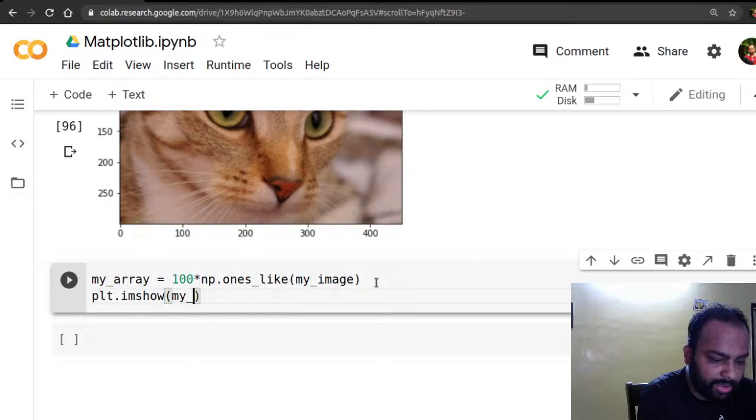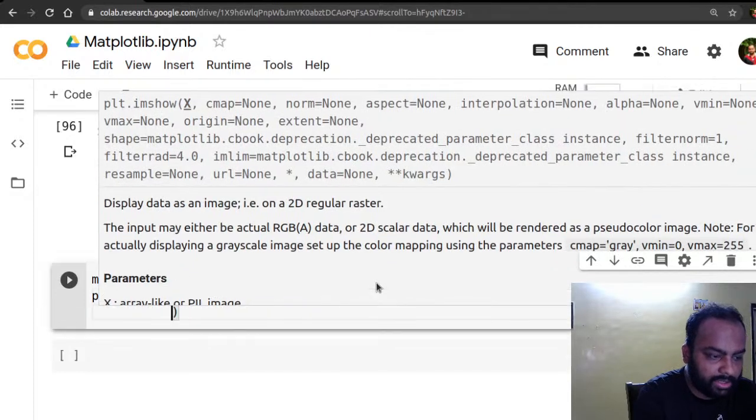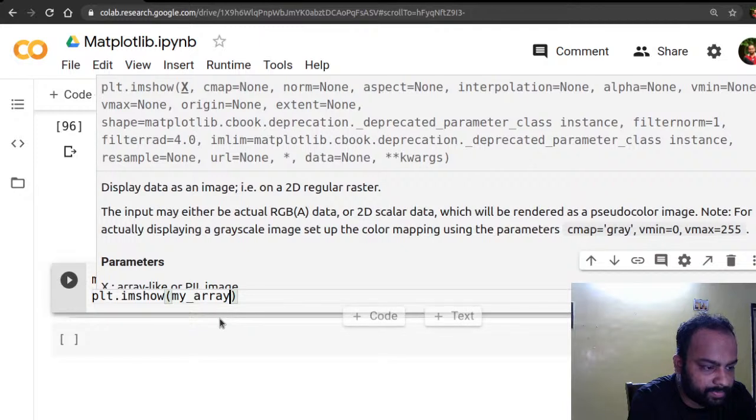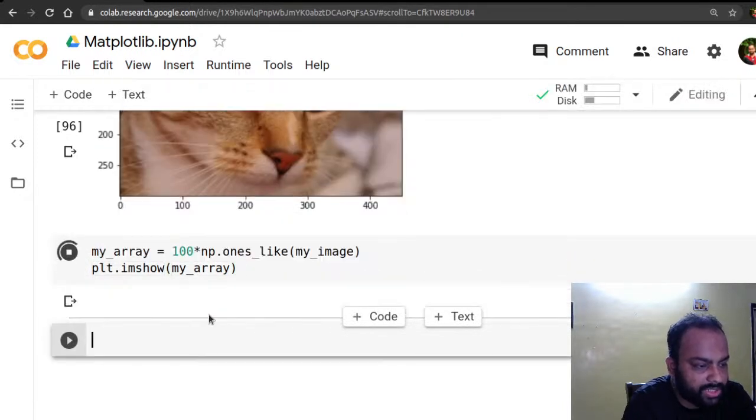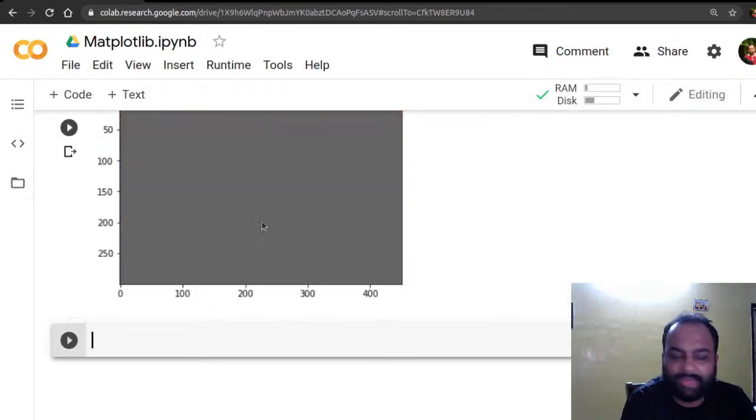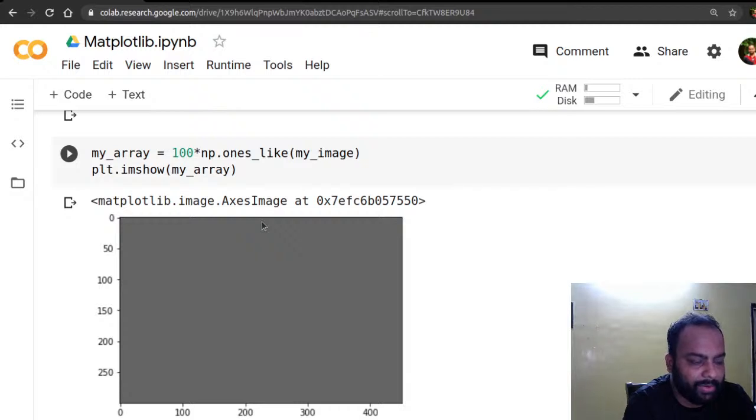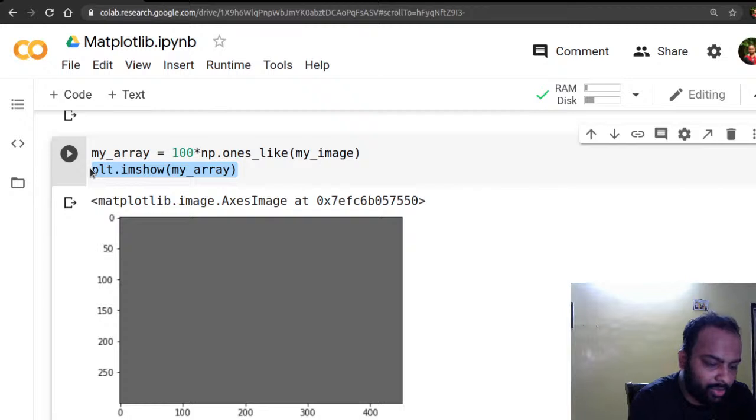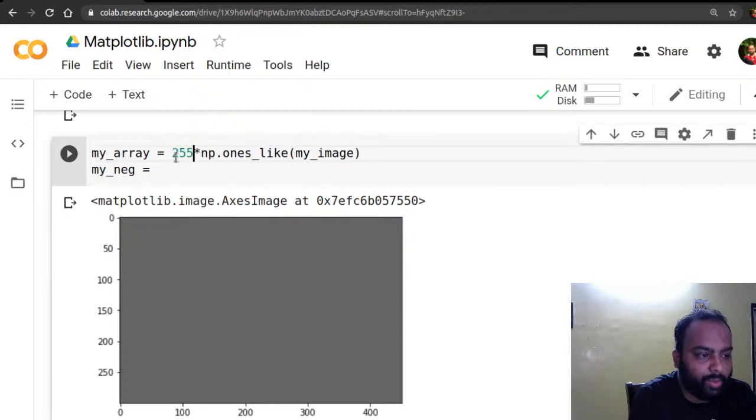plt.imshow, say my array. So essentially it's a value of gray, right? Something like that in between, some sort of a gray. But I don't want that, so I would create a white image. So this would be a completely white image.